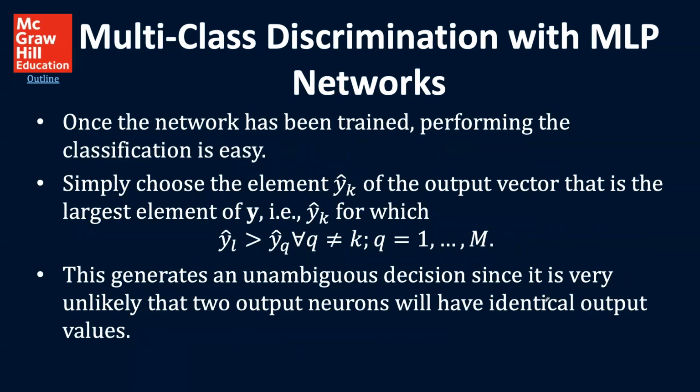Just to finish up, once the network has been trained, performing the classification is easy. Simply choose the element y hat k of the output vector that is the largest element of y, that is, the y hat k which is greater than every other element. This generates an unambiguous decision, since it is very unlikely that two output neurons will have identical output values. So with that, that's an overview of neural networks.